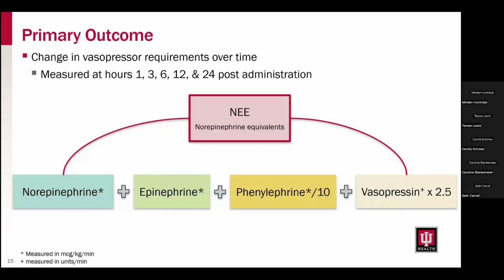The primary outcome of this study was the change in vasopressor requirements over time, and this was measured at hours 1, 3, 6, 12, and 24 after administration of methylene blue or hydroxocobalamin. They have listed here how they calculated the norepinephrine equivalents. Both norepinephrine and epinephrine were taken at face value, then phenylephrine dose was divided by 10, and vasopressin was multiplied by 2.5, which is pretty standard and pretty similar to what was seen across other studies.